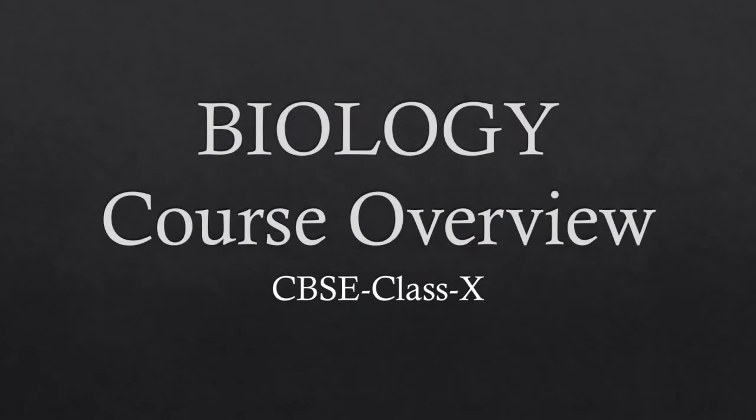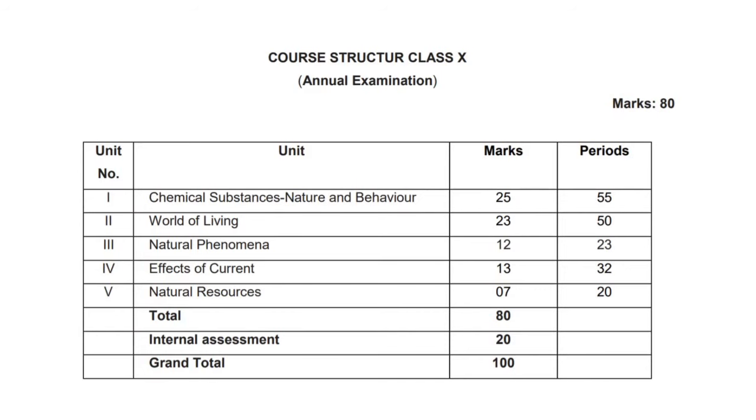Hello students, let us begin today's session by having a look at the entire course, how it is designed for the biology in the class 10th. As you can see on the screen, the science syllabus in class 10th is split into 5 different units. Of these, the biology chapters are presented in the unit 2, that is world of living, and partly in the last unit, that is natural resources. We'll see in the next screen.